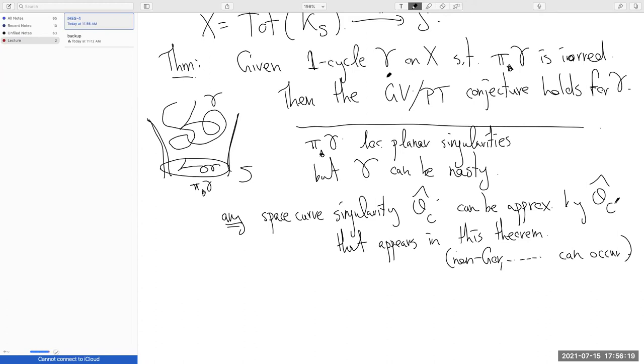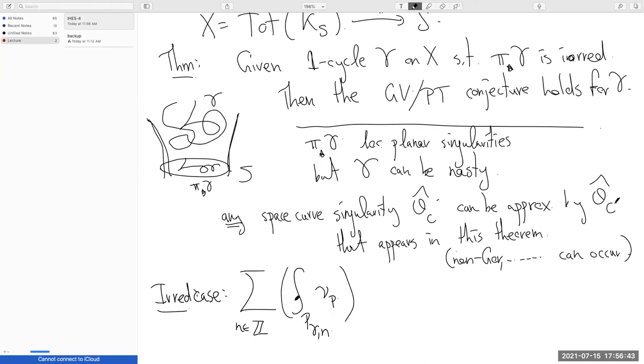And so again, because the cycle is irreducible, when I say the Gopakumar-Vafa stable pairs conjecture, it's really in the irreducible case. Because we're in the irreducible case, this formulation of the conjecture is simpler to write down. So let me just write it again. I'm integrating my Behrend function over the locus of stable pairs that have support gamma. And I'm saying it's basically equal to the Euler characteristic of the stalks of these perverse cohomology sheaves, up to some normalization.